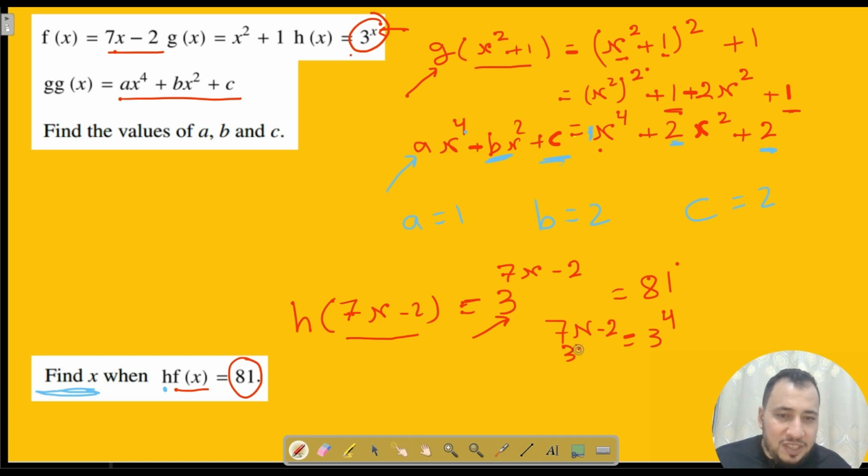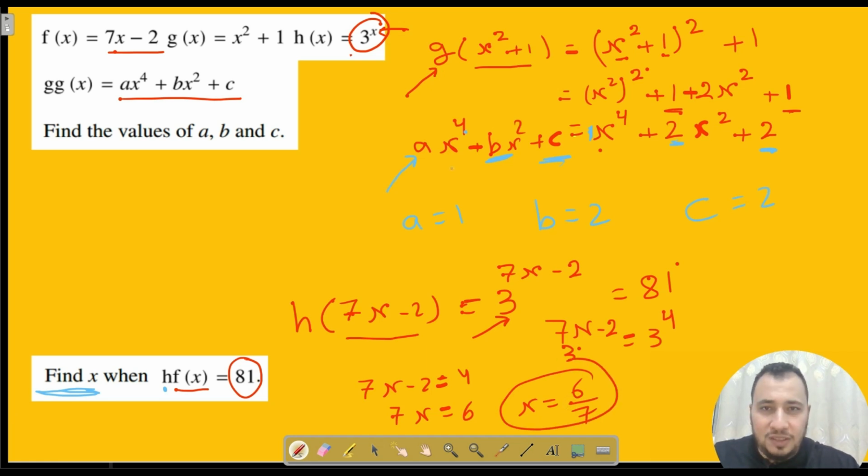If I have the same base, that means the powers are equal. Now our equation is 7x minus 2 equals 4. Okay, and you can solve this equation. So 7x equals 6, so x equals 6 over 7, and this is the value of x.